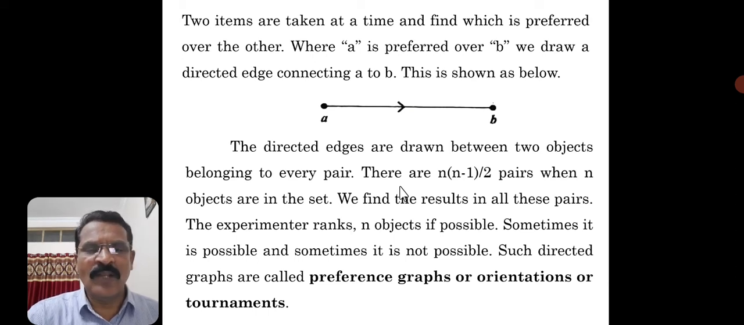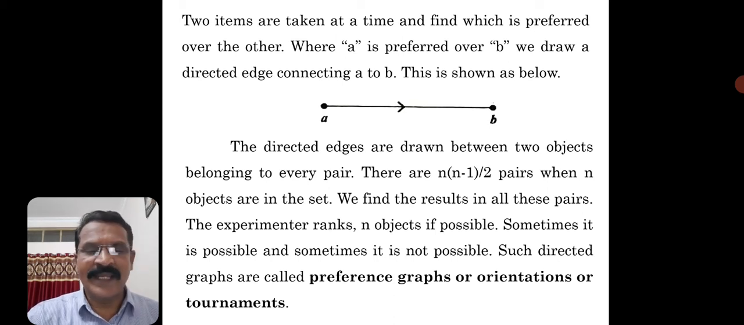Definitely, when there are n objects, how many combinations can we make considering 2 at a time? So nC2 pairs when n objects are in the set. We find the results in all these pairs. The experimenter ranks the n objects if possible. Sometimes it is possible and sometimes it may not be possible.